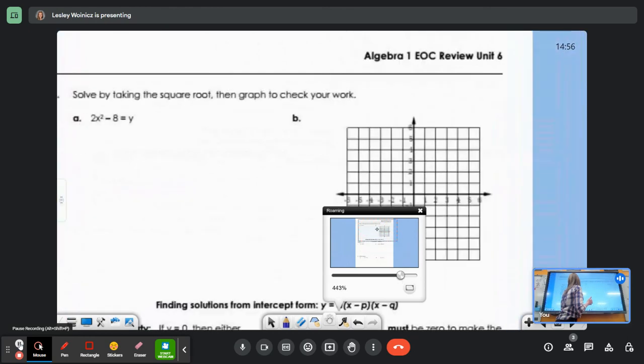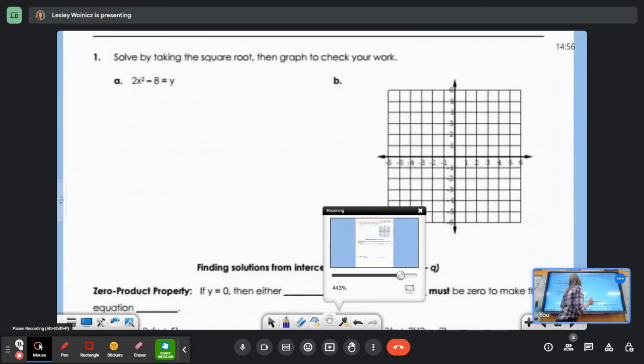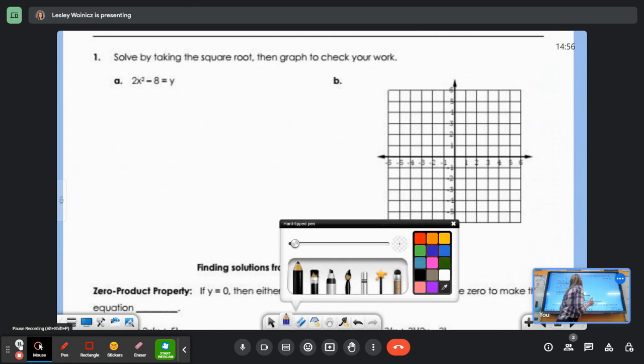Entire weeks of Unit 6 into about 20 minutes.